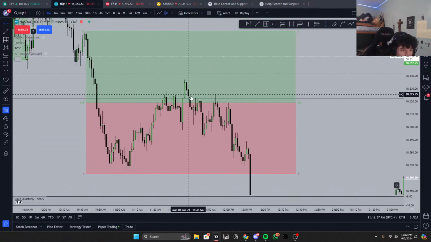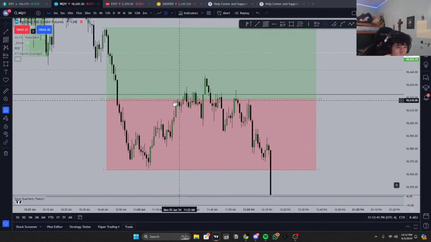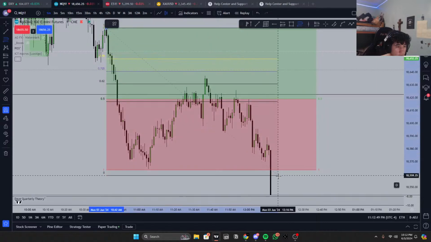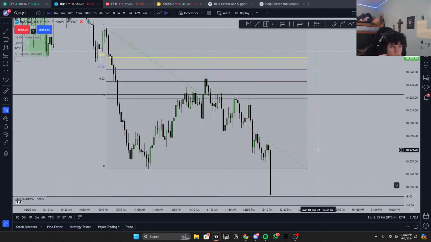And where could we be looking for a short? What would be a good place to be? Of course, we want to look for it inside of the premium. Let's draw out OTE real quick and see if OTE has given us anything, because we have plenty of time. We have multiple times to look at our confluences. Okay, now we have something a little bit cleaner.